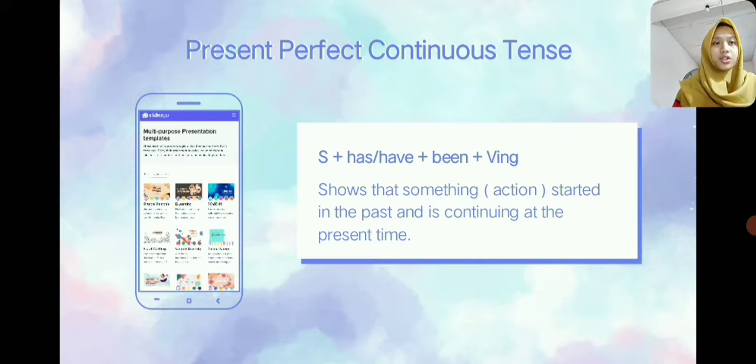Present perfect continuous tense has the formula: subject plus has or have plus been plus verb-ing. Present perfect continuous tense shows that an action started in the past and is continuing at the present time. But in these short stories I could not find an example of present perfect continuous tense because there is no sentence which is suitable with the formula.